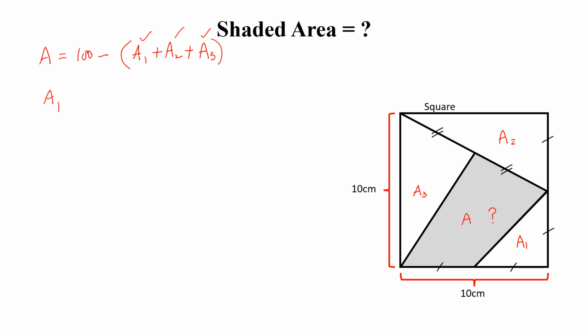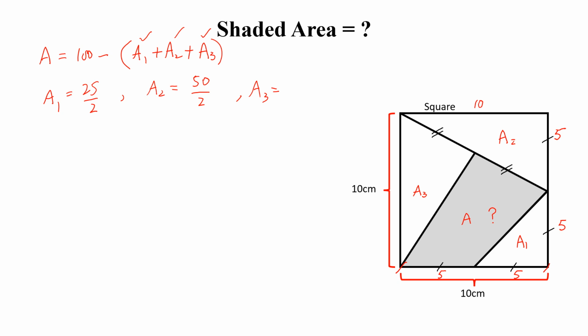A1 is equal to, the total length from here to here is 10. So this is 5. This will be also 5. This will be also 5. This will be also 5. And this length is 10. So A1 is equal to 25 by 2, half into 5 into 5. Similarly, A2 is equal to 50 divided by 2.